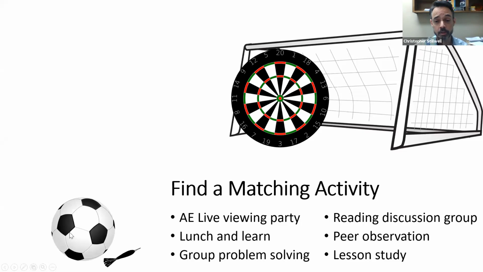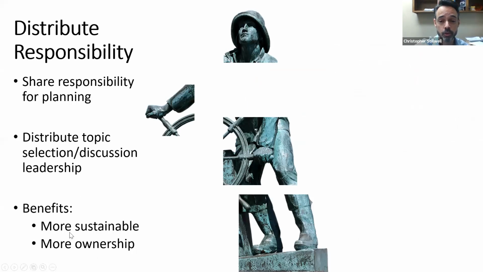But whatever your goal is, it's useful to distribute responsibility. The idea here is try to find collaborators who will share the responsibility for planning. Maybe you can distribute the topic selection and the discussion leadership to different members each time. The benefits, if you can share this kind of responsibility, is that it makes the activity more sustainable because more people are invested in keeping things going. And if one person gets busy, then someone else can take over. The bottom line is more people feel ownership, they care about it, and they want to keep it going.